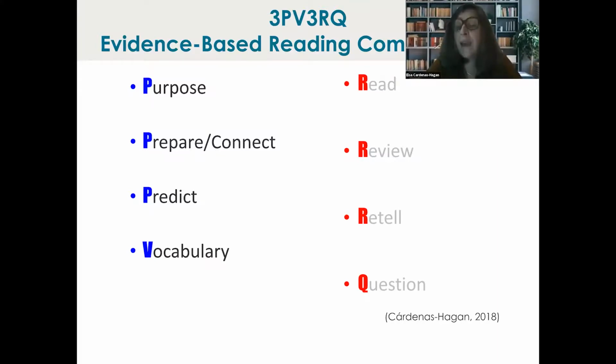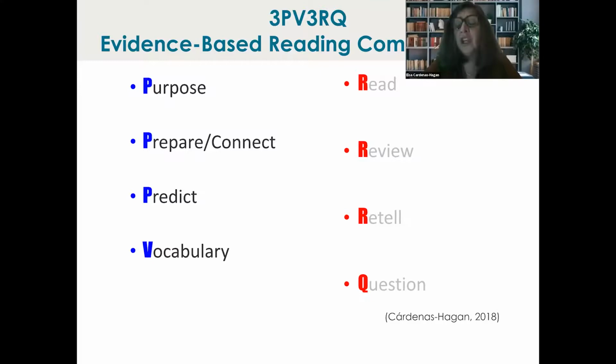V would be vocabulary. Are there going to be any words that they need to know, right? That will help them to understand the passage. Then I have 3 R's. They're going to read, and I have them read for accuracy, fluency, and comprehension. I'm going to review with them what they've read, and then I'm going to have them retell. In one of our studies, we left out the retell, and we didn't get as great results as leaving it in. So let's leave in that retell.